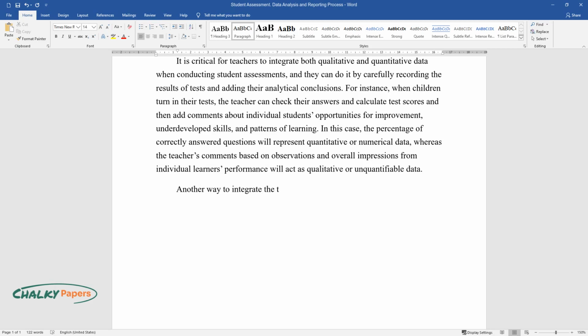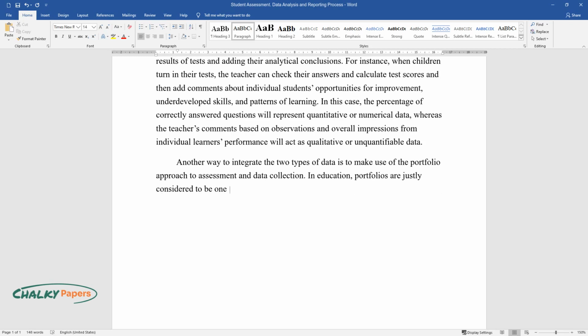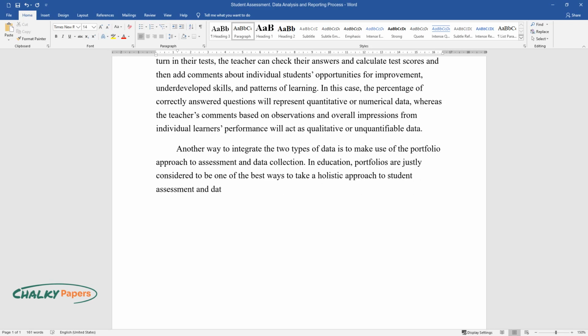Another way to integrate the two types of data is to make use of the portfolio approach to assessment and data collection. In education, portfolios are justly considered to be one of the best ways to take a holistic approach to student assessment and data analysis.